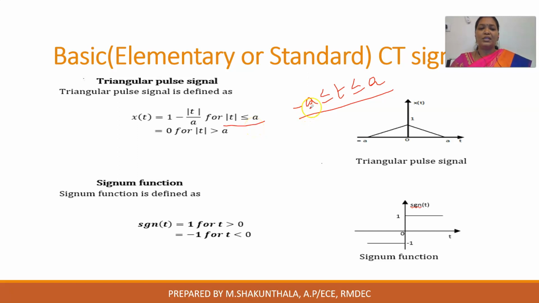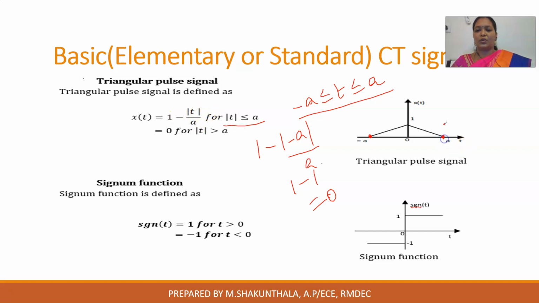Let me consider what happens at t equal to minus a: the a's cancel and you get 1, so 1 minus 1 is nothing but 0. So at minus a the value becomes 0. Similarly, at t equal to a, a by a equal to 1, so 1 minus 1 is 0. Here also 0. When you substitute t equal to 0, 1 minus 0 is 1.